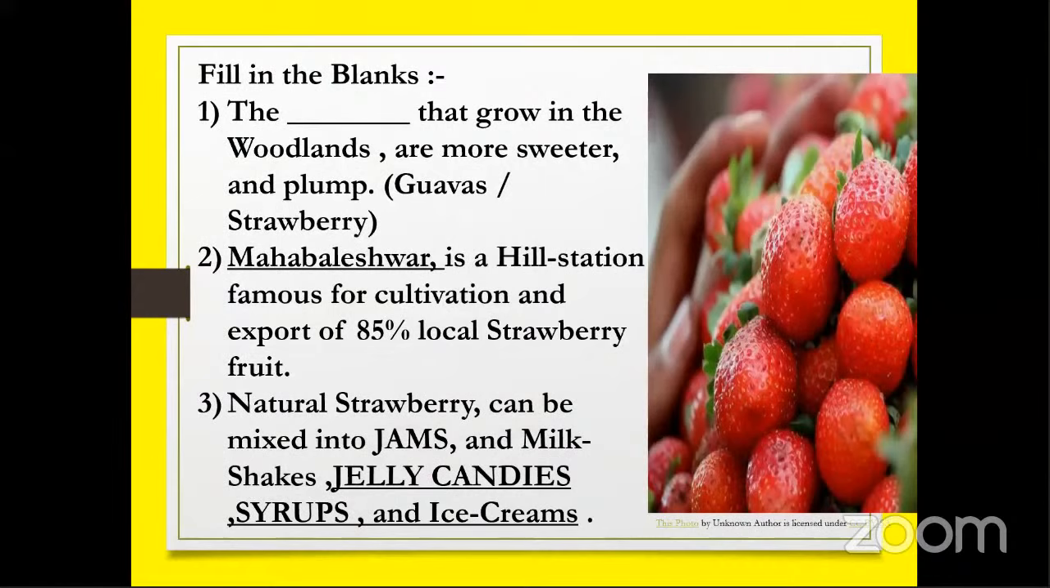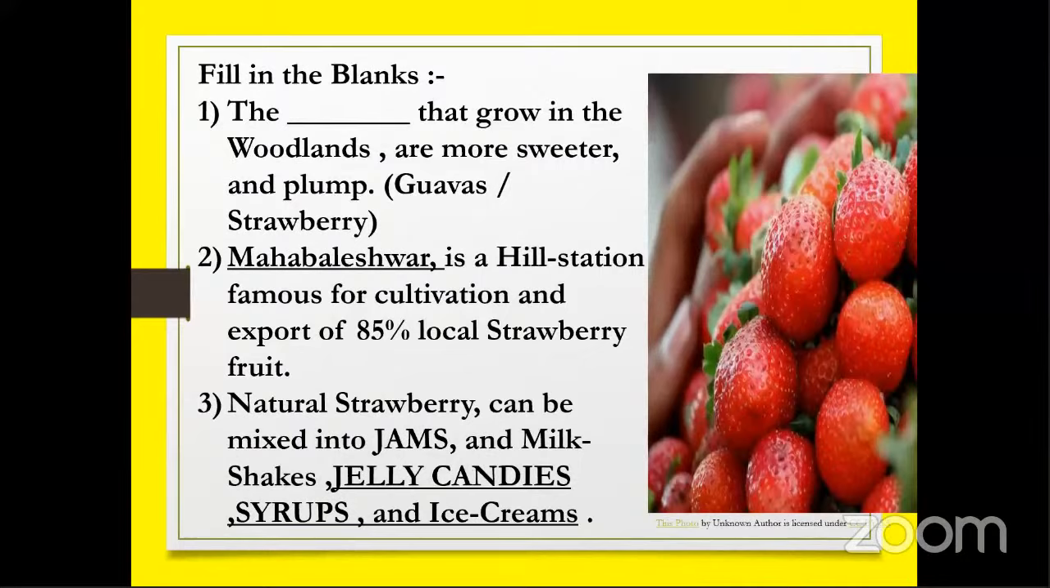Now, in the fill in the blanks, the dash that grow in the woodlands are more sweet and plump. What is the answer? Strawberry. Strawberries. S T R A W B E double R Y. Yes, it is very correct. S T R A W B E R R Y. Strawberry. We go to the next one.